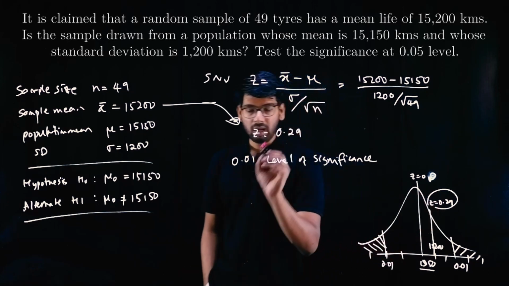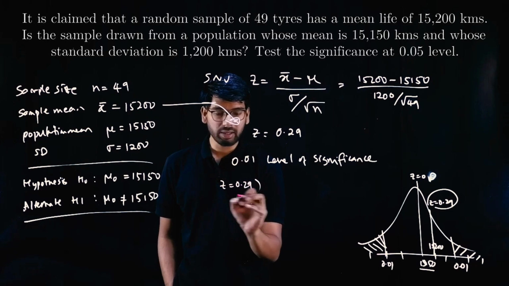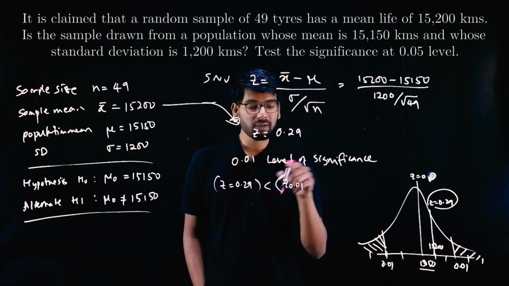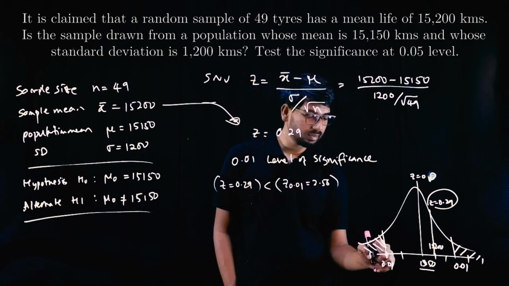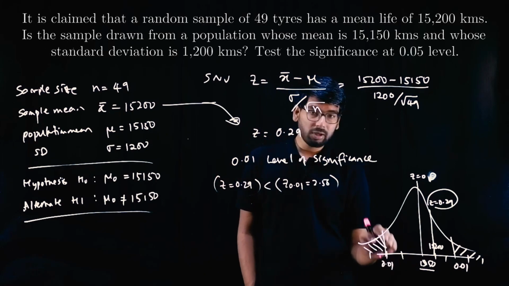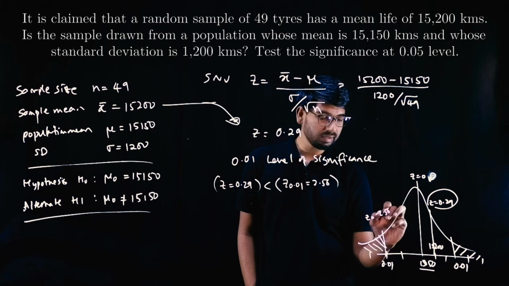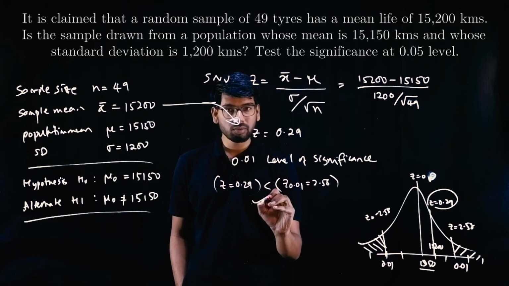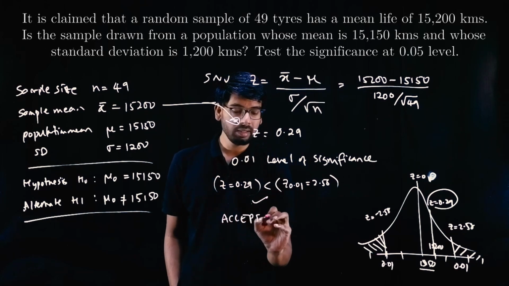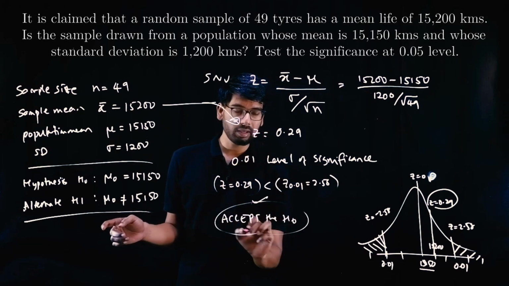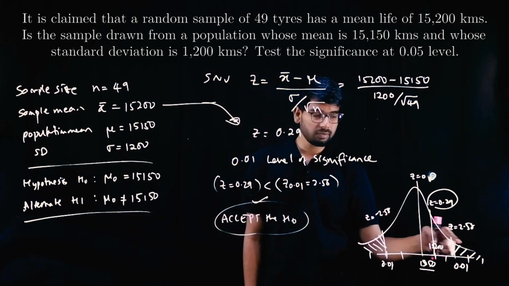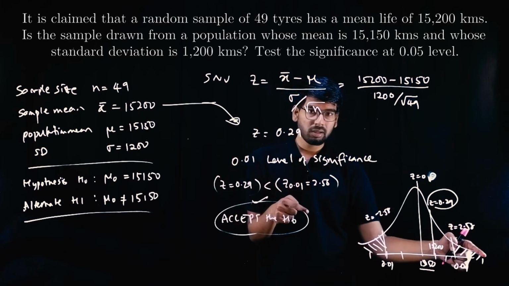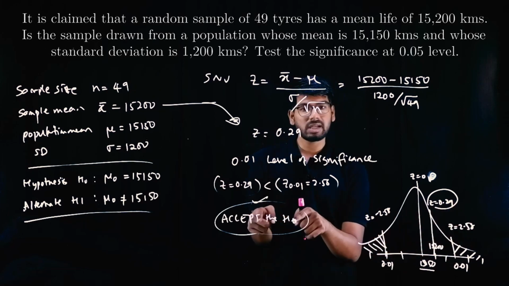In this case, our sample z-score 0.29 is much less than the z-score of the level of significance, which is 2.58. The z-score corresponding to the limit is minus 2.58 on this side and 2.58 on this side. And this is true, so we accept the null hypothesis H0. If the z-score of the sample were something like 3.5, greater than the limit z-score, then we would reject the null hypothesis.